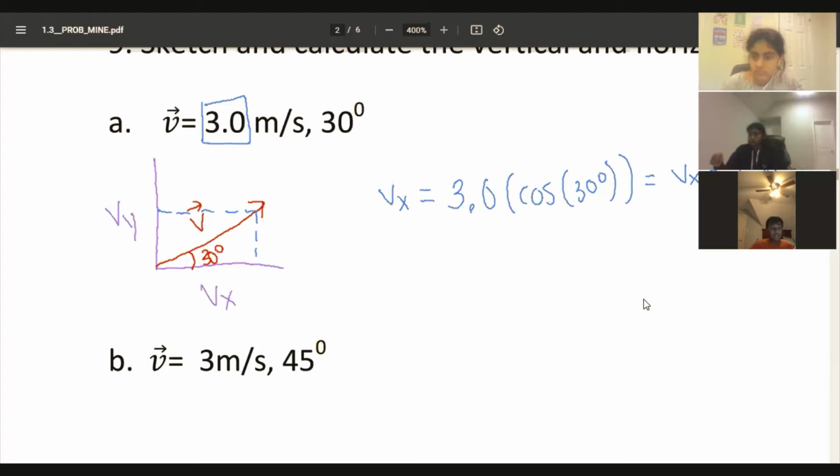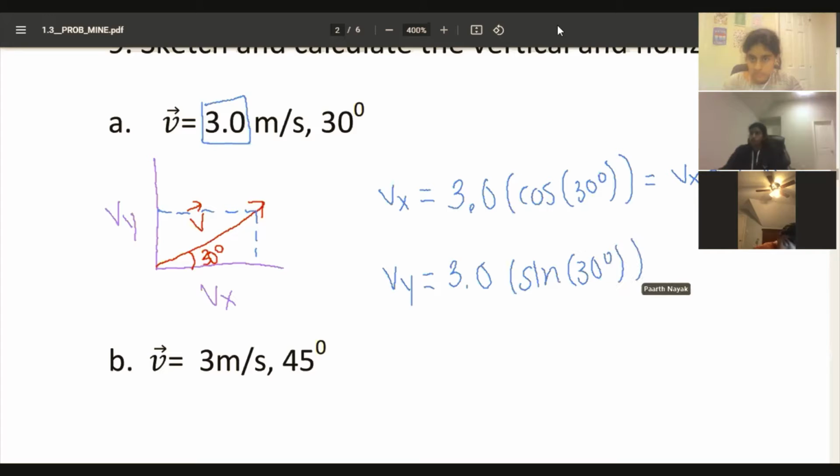So we do the same thing for y. Vy equals 3.0 times sine of 30 degrees. And that means that Vy equals 1.5 meters per second. So in this, we really, really simply found it, and graphing it can make it even easier on you.